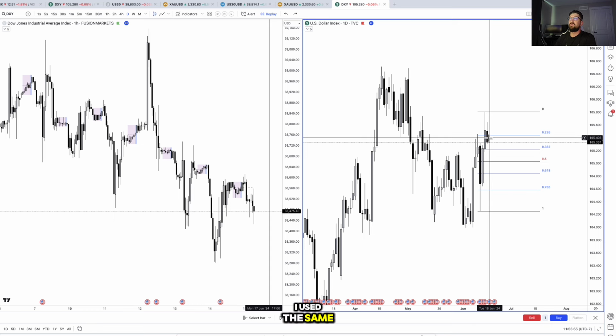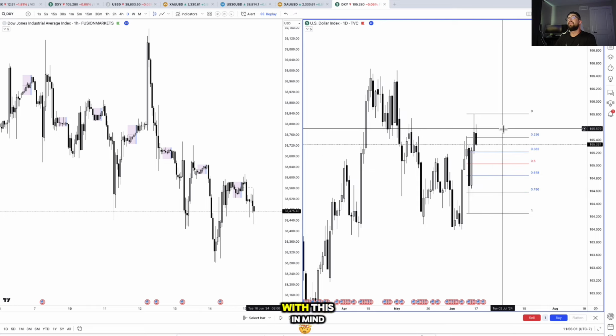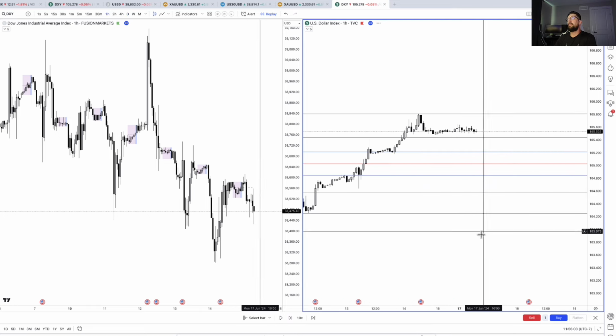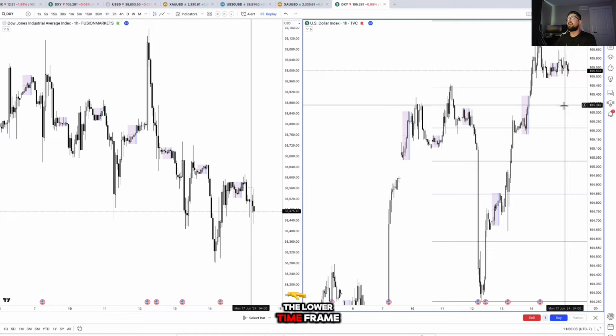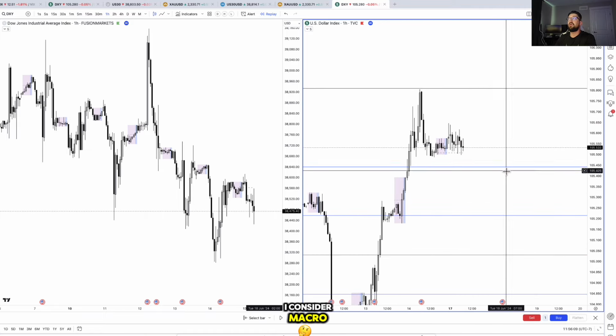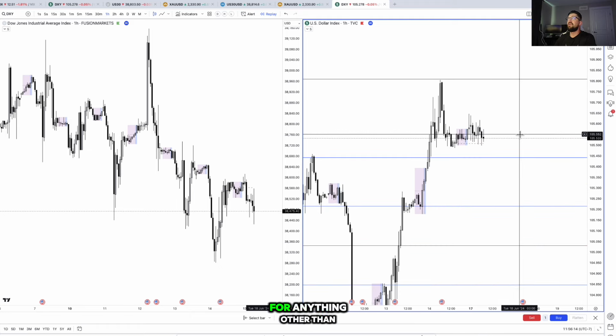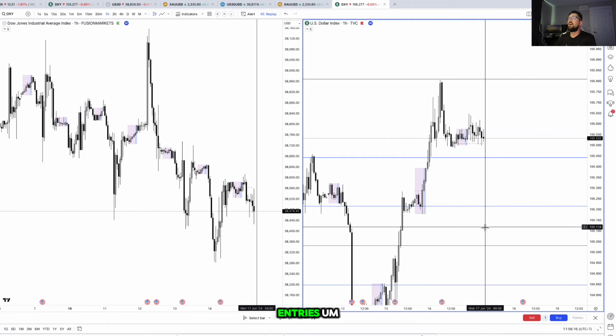I used this same anticipation for the gold buys today, which was heavily manipulated, which I'm going to show you as well. So with this in mind, now we go to the lower time frame. So 1 hour is about the lowest time frame I'd consider macro. Anything below that is not really something I'd pull details off for anything other than entries.